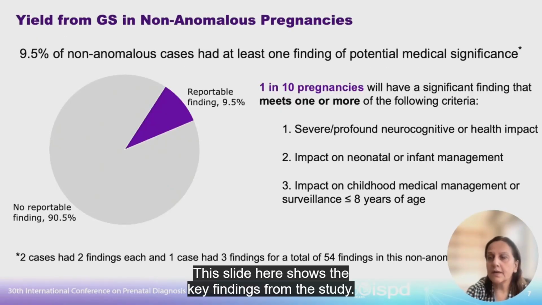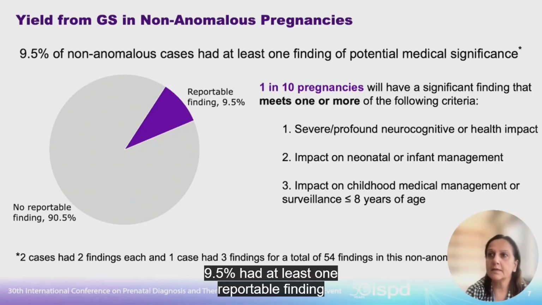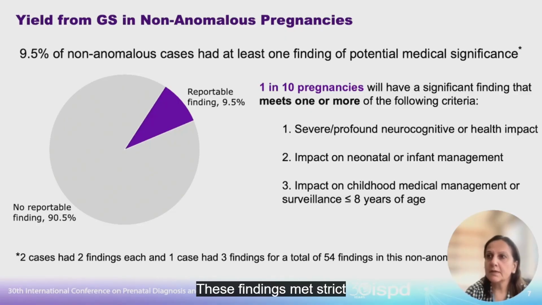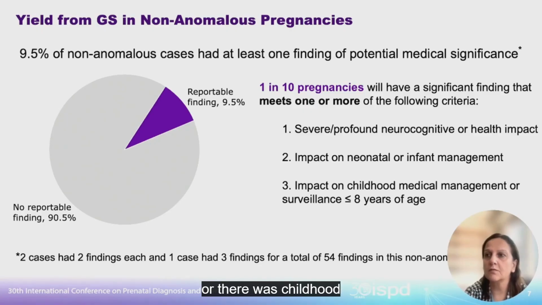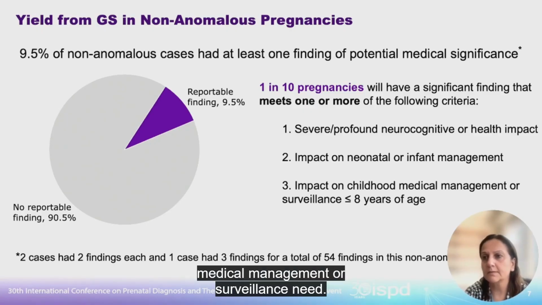This slide here shows the key findings from the study. Of the 527 non-anomalous pregnancies, 9.5% had at least one reportable finding of potential medical significance. So these were not uncertain findings. These findings met strict reporting criteria and they were associated with severe profound neurocognitive or health impact, neonatal or infant management implication, or there was childhood medical management or surveillance need.